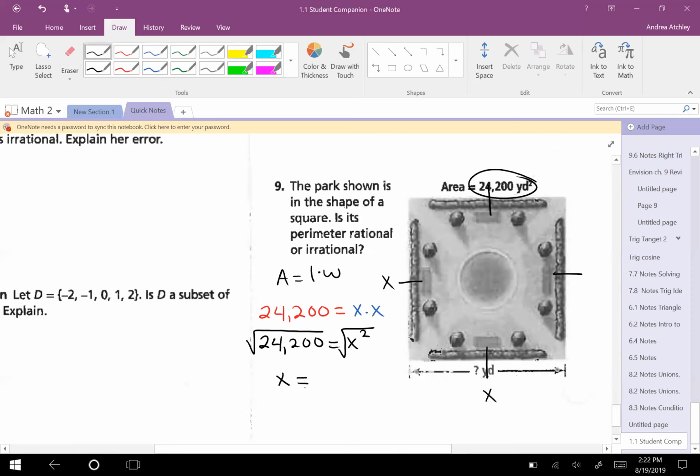let's see, is 24,200 a perfect square? No. It's 155.56, and it goes on forever, right? As a dot, dot, dot. So is this a rational number or an irrational number? Irrational, good.